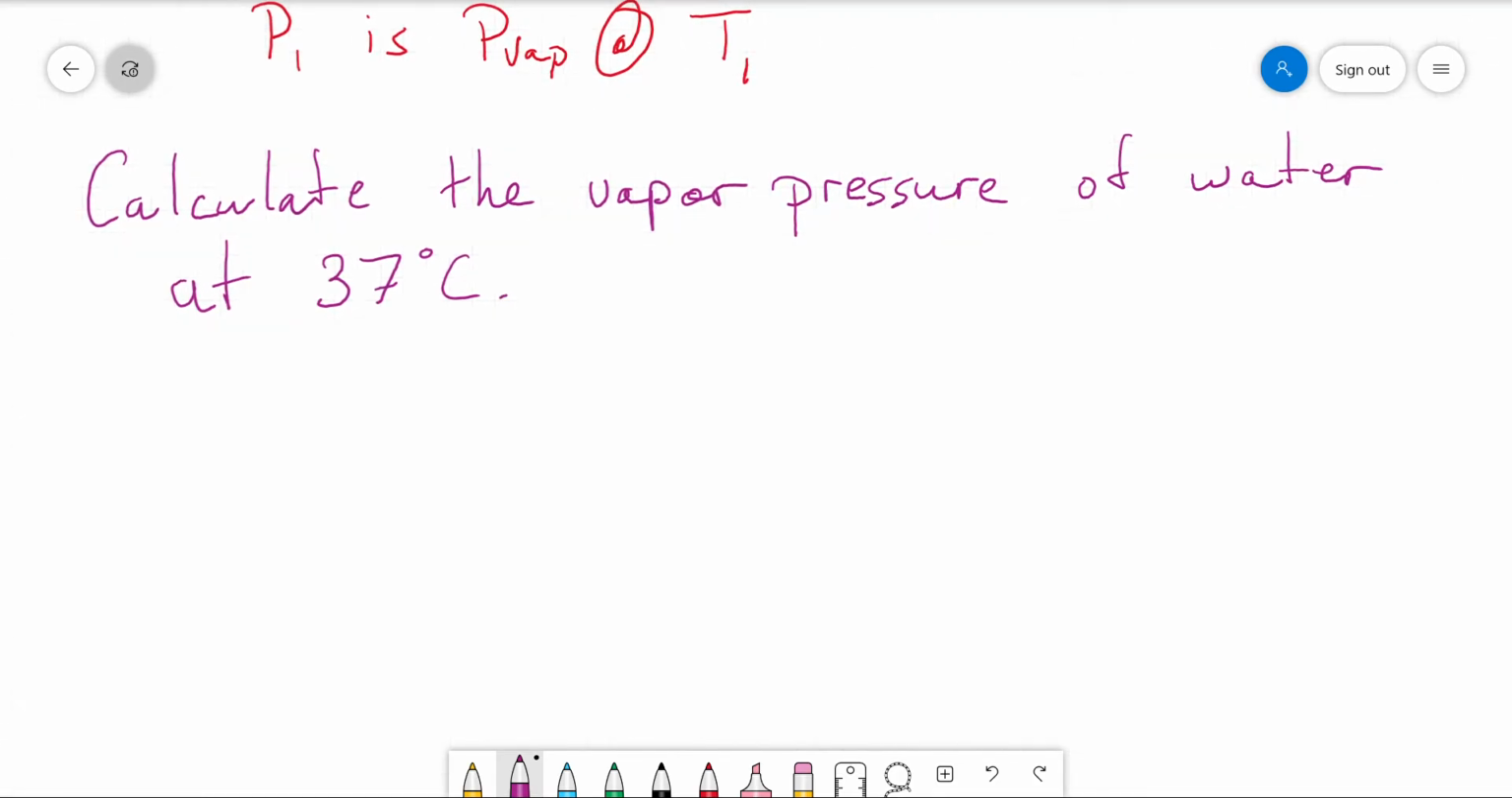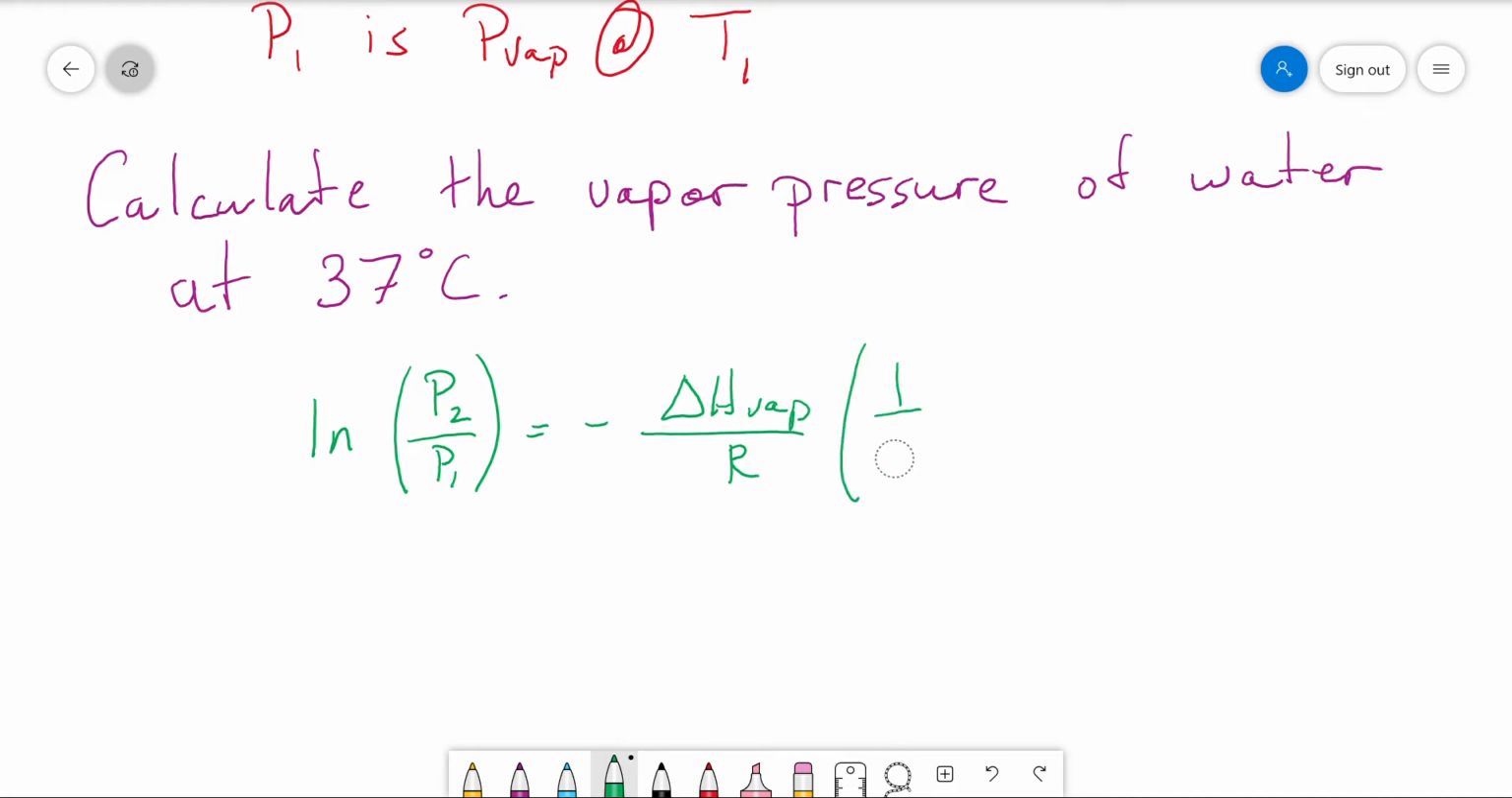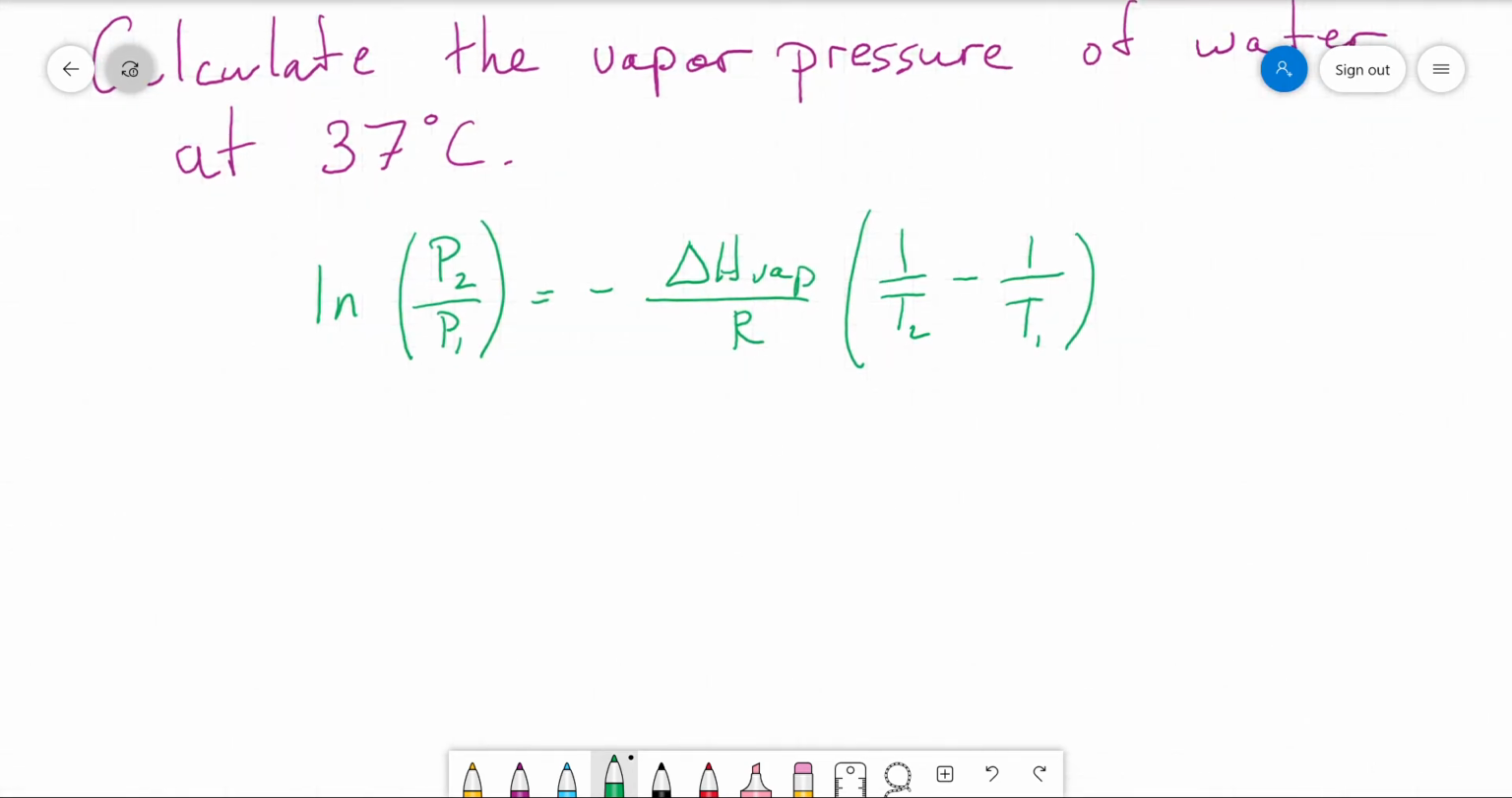So I'm going to rewrite that equation. ln P2 over P1 is equal to negative delta H vap over R times T2 minus T1. Okay, now we kind of got to think about all of our variables here. We're only given one temperature, but we need 2 temperatures, and we also need 2 pressures. So let's start off with P2, because P2 is what we're looking for.